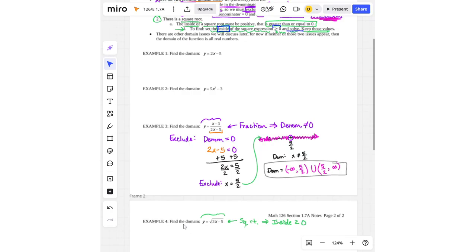When you see these instructions, find the domain, you're going to look at this, notice we have a square root, and conceptually know that whenever you have a square root, the inside of the expression must be greater than or equal to 0. So we're going to solve for our domain this way. So we know inside is greater than or equal to 0. In this case, the inside is everything under the root. If there was stuff outside of the root, it wouldn't matter. We only care about what's under the root. So in this case, that's 2x minus 5 is greater than or equal to 0.